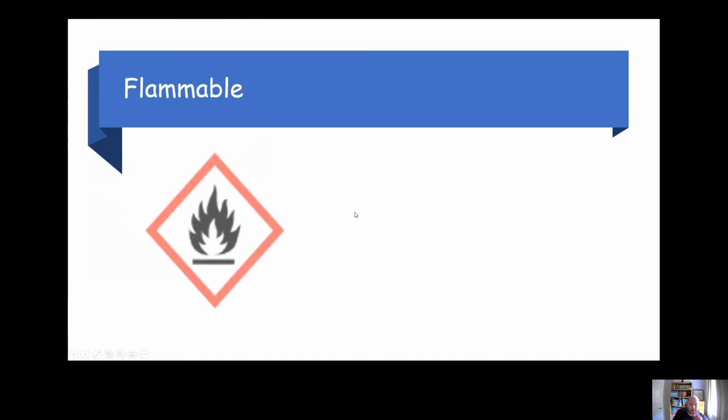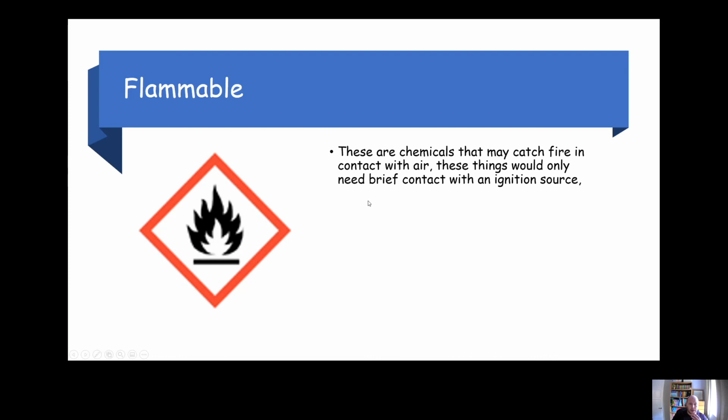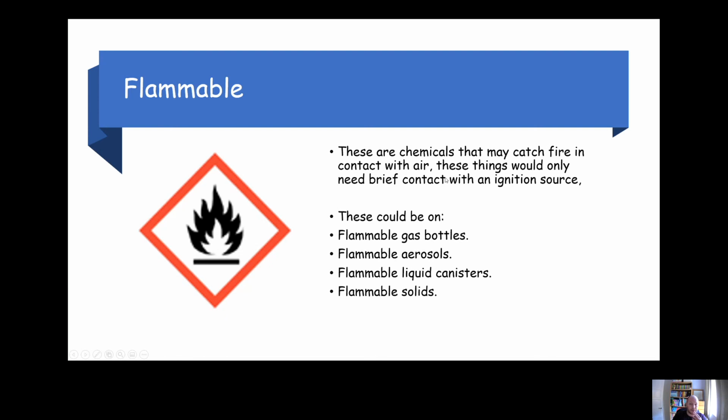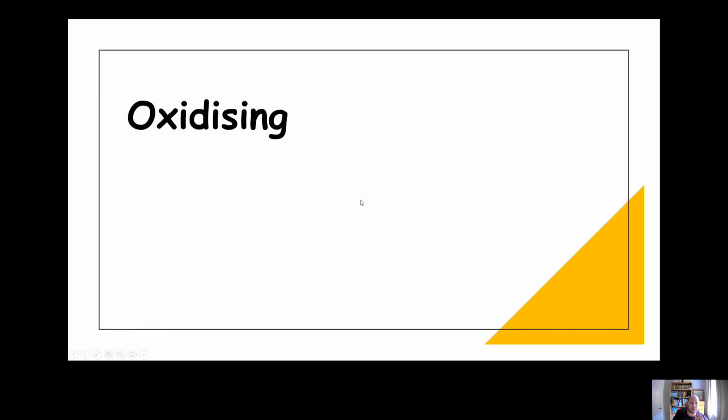Flammable is this symbol here. It's just the same as on the warning signs, essentially, like we talked about in the last session. So flammable, these are things that might catch fire easily, essentially. They just need a very brief contact with an ignition source. So gas bottles, flammable aerosols, liquid canisters, and flammable solids, all of these should have that symbol.